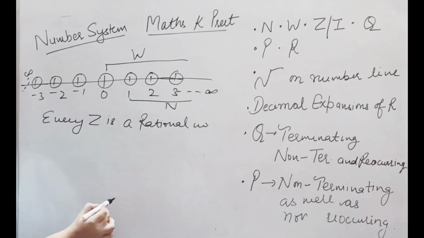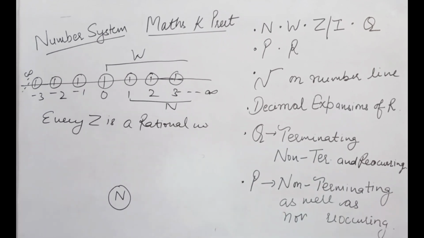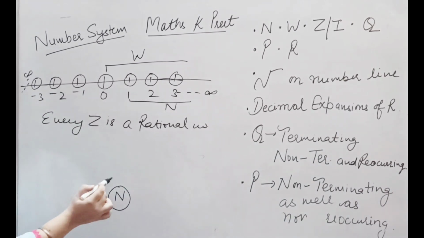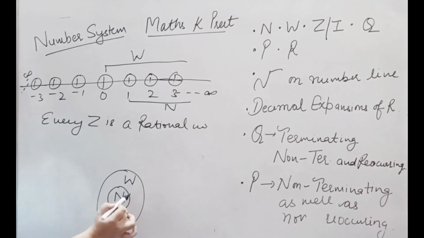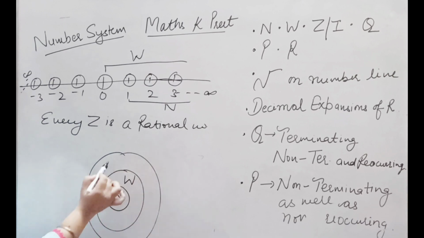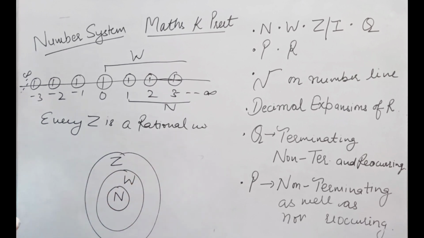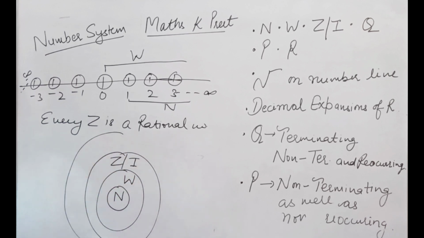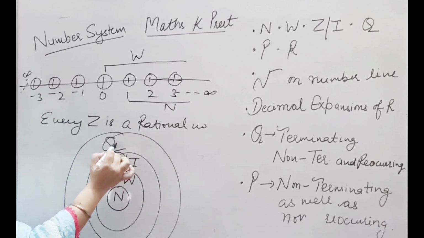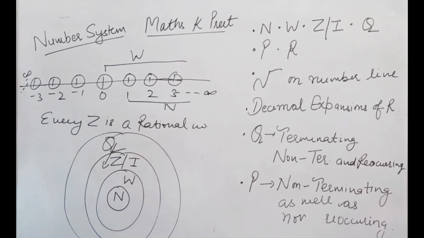So if I draw this diagram, if these are the natural numbers, then these are the whole numbers. Whole numbers are having all the naturals. Next are the integers. Integers are having all the whole numbers. Next are the rational numbers. Rational numbers are having all the integers.